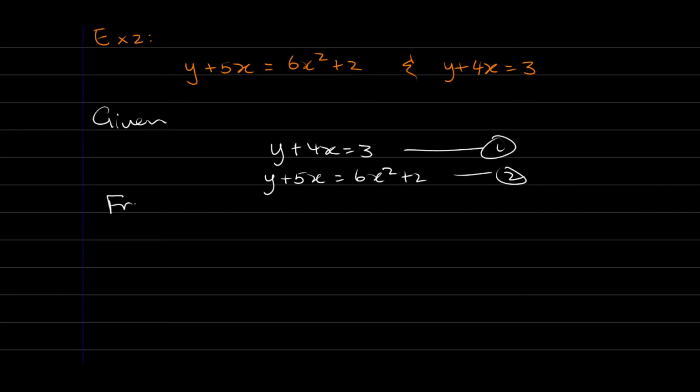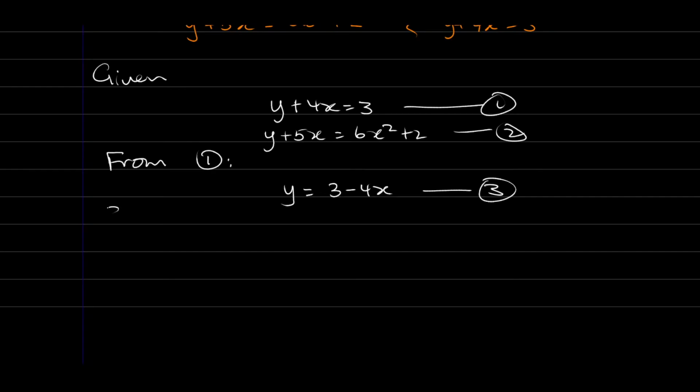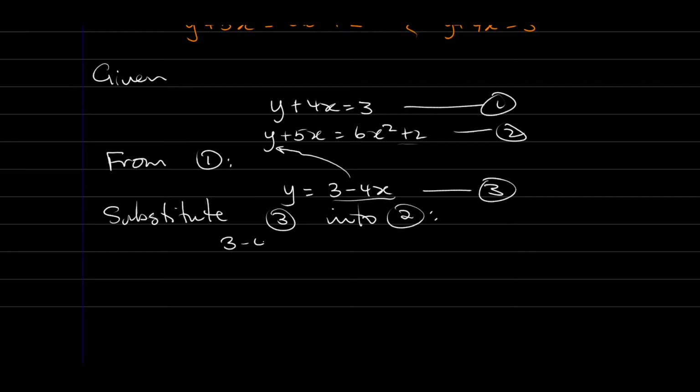So from equation 1, we can simply say that y is equal to 3 minus 4x. And we'll call this equation number 3 so that we can refer to it easier later on. So let's substitute equation 3 into equation number 2 here. We're going to replace this y with that, and we get that 3 minus 4x plus 5x is going to be equal to 6x squared plus 2.